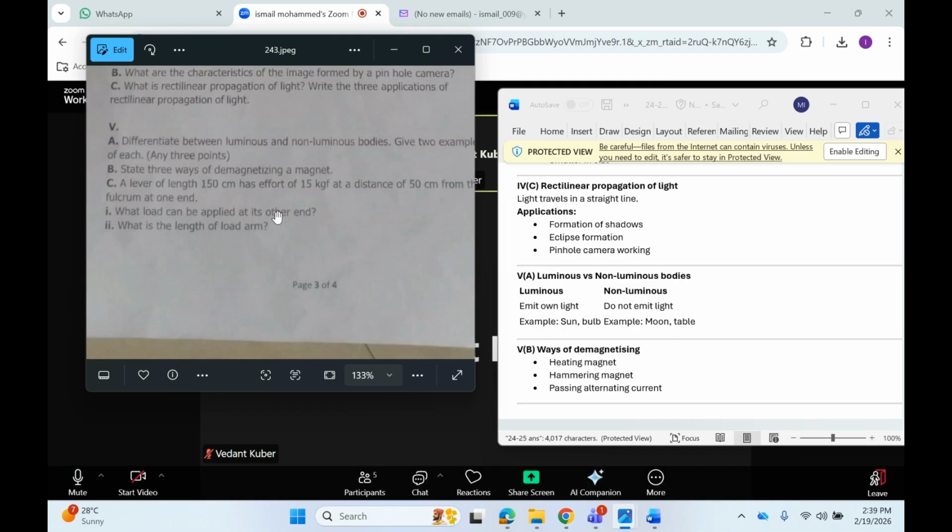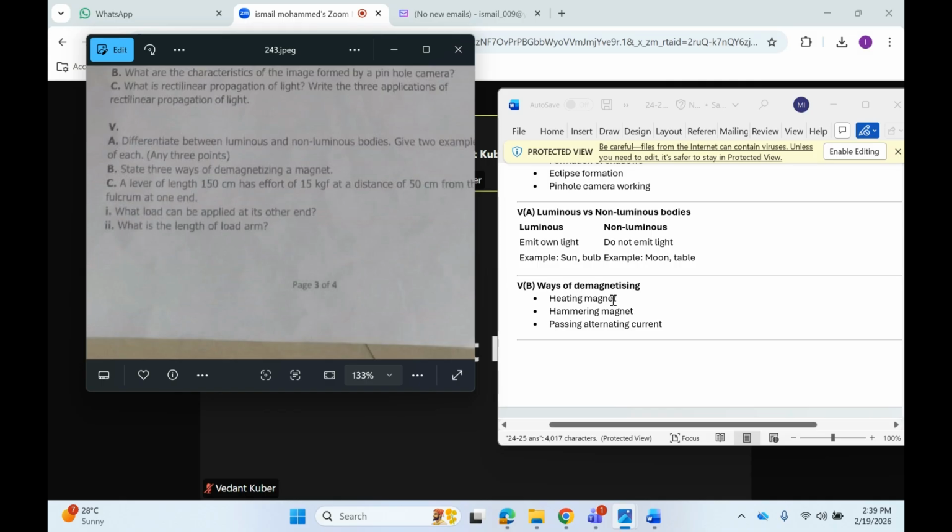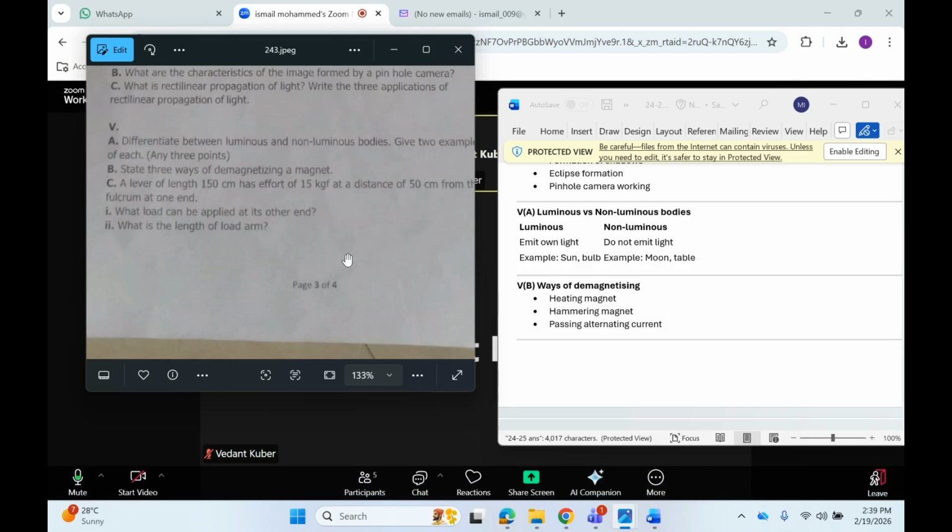Next one, state three ways of demagnetizing a magnet. By heating a magnet, you demagnetize it. By hammering a magnet, you demagnetize it. And by passing alternating current, you demagnetize a magnet. Clear?